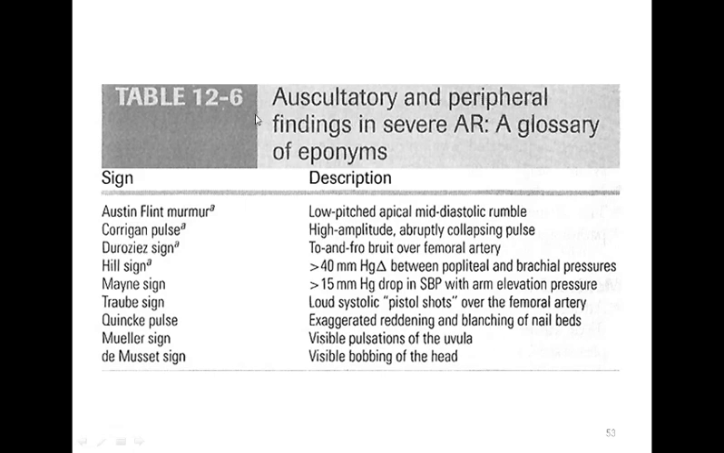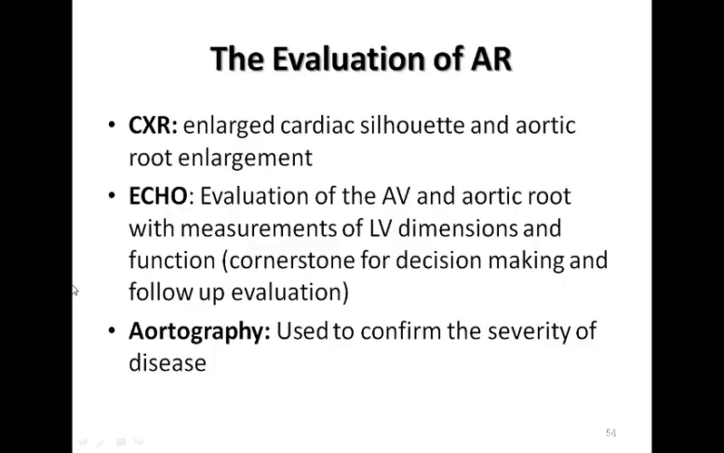When examining the aortic regurgitation patient, there are some interesting physical findings. You better remember these; sometimes we will ask in the exam. Austin Flint murmur, as I said, is a low-pitched apical mid-diastolic rumbling murmur. Then other signs like Corrigan sign, Duroziez sign, Hill sign, Mayne sign, Traube sign, Quincke's pulse, Muller's sign, and De Musset sign. Those are some interesting signs we may ask in the exam. So you have to know what De Musset sign is, a visible bobbing of the head. Like that, you have to remember each sign and its explanation.